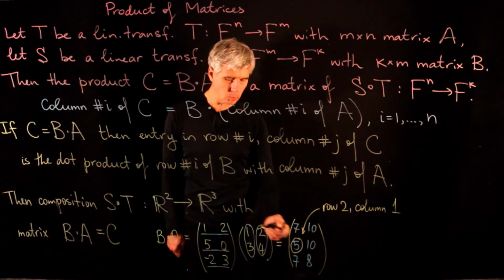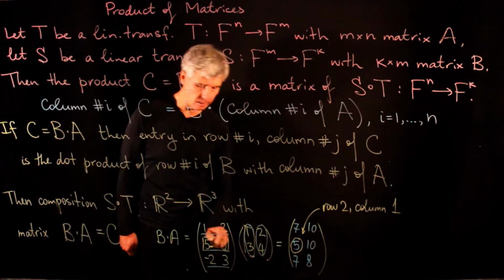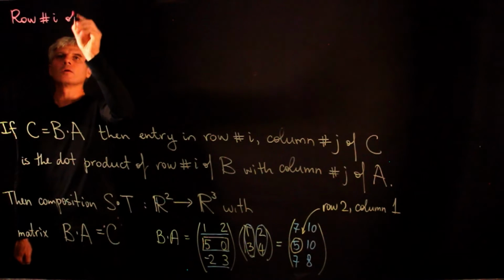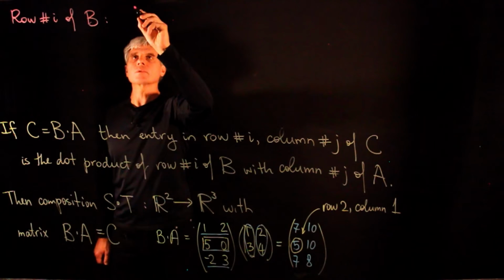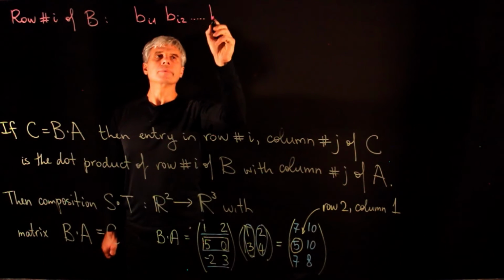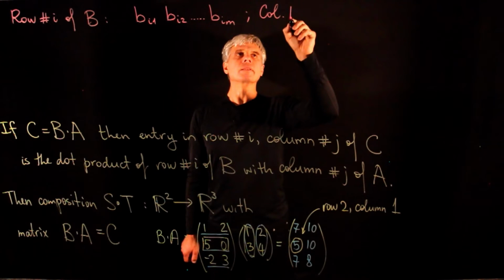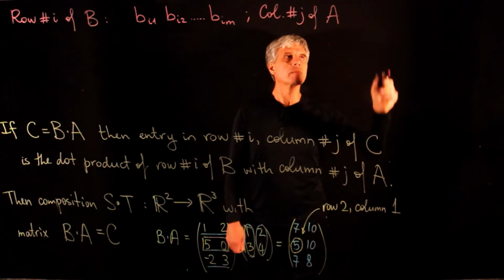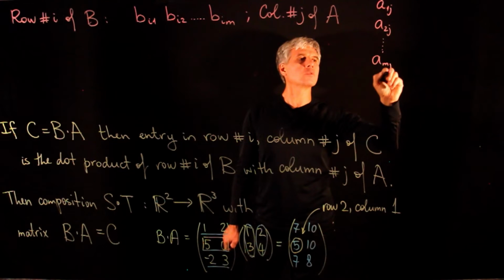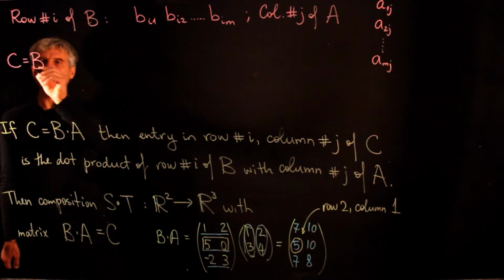Well, this 5 was computed as a dot product of row 2 of B with column 1 of A, right? So 5 times 1 plus 0 times 3. Let us write down what's row number I of B. So this is the following row. We have here entries BI1, BI2, BIM. So what is column number J of the matrix A? This is A1J, A2J, up to AMJ.